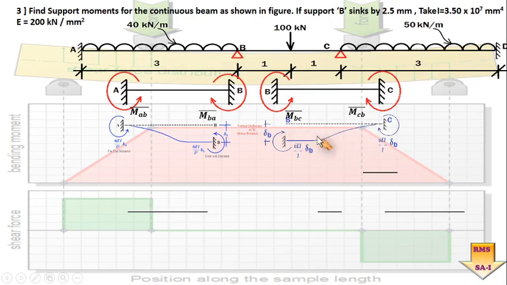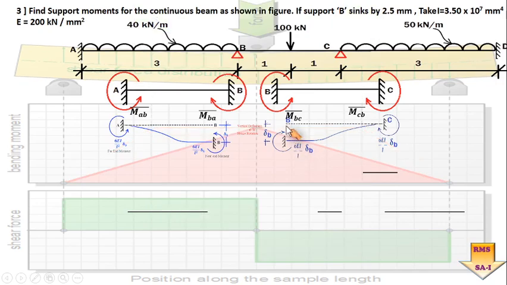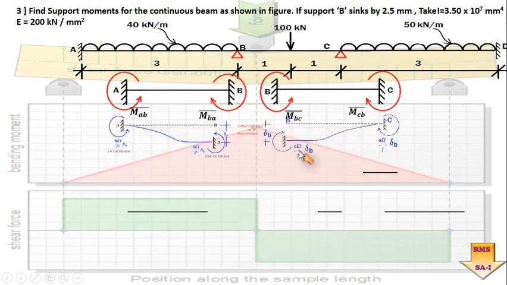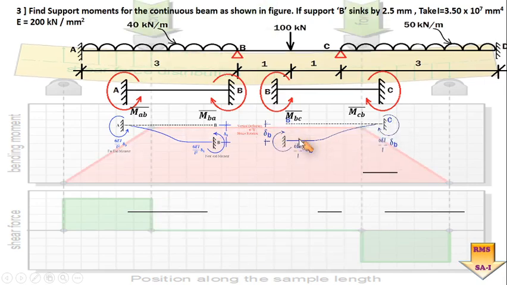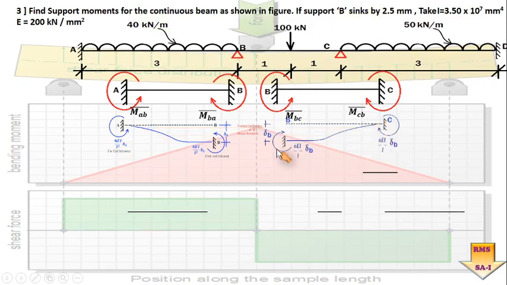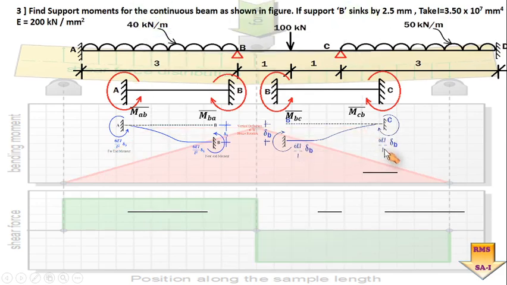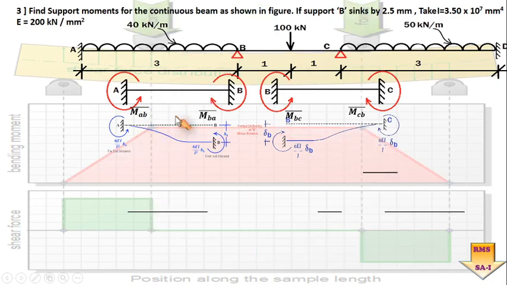As far as BC is concerned, B is sinking in the downward direction. So due to sinking, a moment is introduced into this part of the beam about point B of magnitude 6EI delta B by L square. The same is the case with the other end, same magnitude and same direction are transferred to the far end also. So here 6EI delta B by L square, and here also it is L square. So this is the effect of fixity of the beam as well as the effect of sinking about joint B.